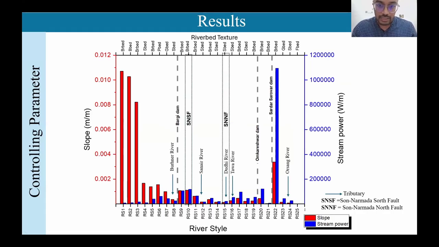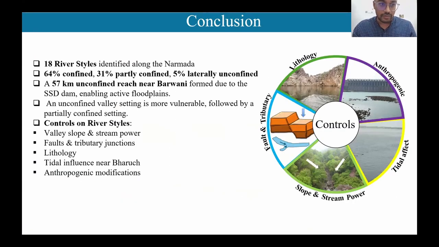Based on this, the conclusion of my result is that I have identified 18 river styles along the river. Out of this, 64% is confined, 31% is partly confined, and 5% is unconfined. The 57 kilometer reach near Barwani, the city near the Narmada river, shows the unconfined nature because of anthropogenic causes, because of the Sardar Sarovar Dam construction.